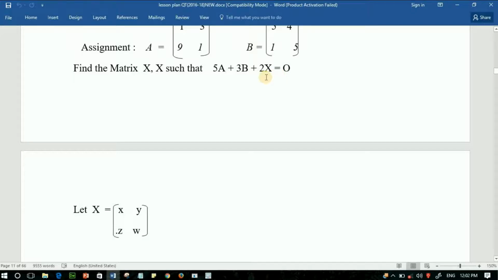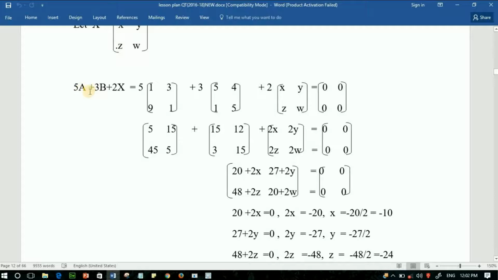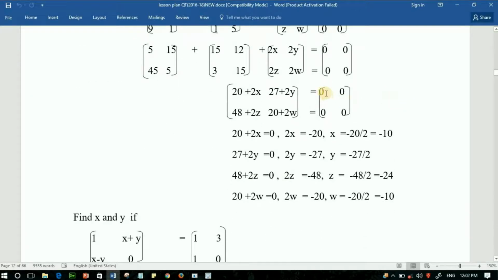So in this case, X is not given. In that case, we take X equal to [x, y; z, w], where x, y, z, and w are unknown quantities. For example, 5A + 3B + 2X = 0. First of all, you have to find 5A, that is, you multiply each and every element by 5, and 3B, each and every element by 3, and 2X, each and every element x, y, z, w by 2, and equate to a 2 by 2 matrix, because the answer should always be a 2 by 2 matrix. Then multiplying and adding, we get a 2 by 2 matrix on the left, and the right side is a 2 by 2 matrix.